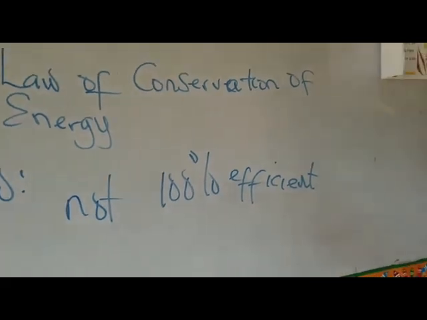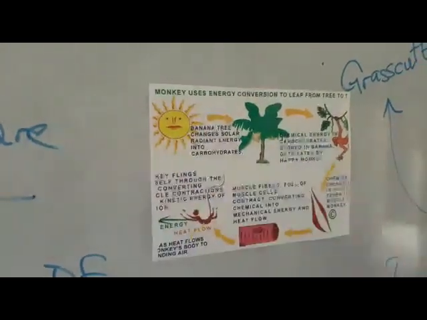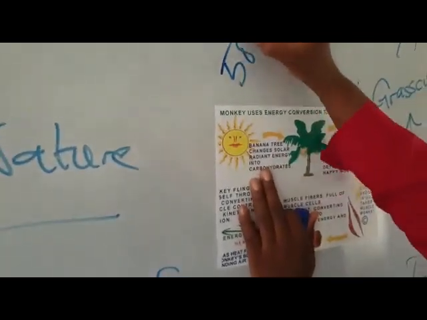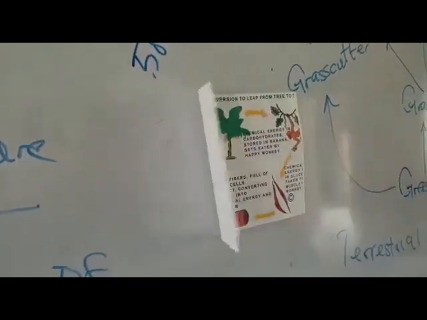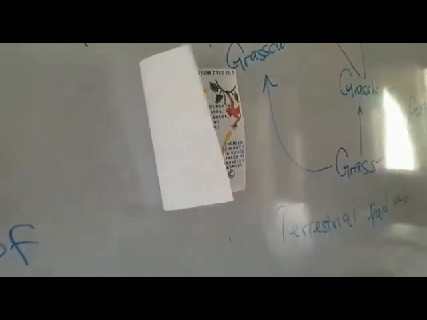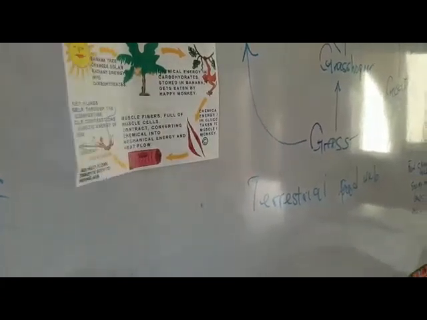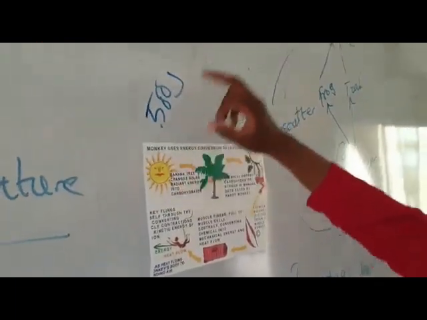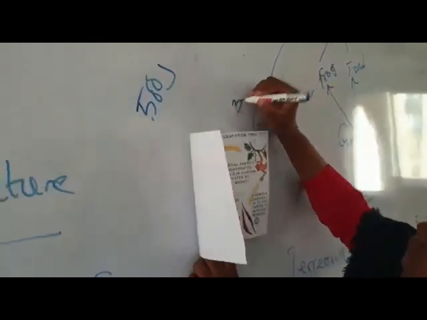So let's say, for instance, our banana tree got its energy from the sun. If the banana tree got 500 joules of energy from the sun, before the monkey would have fed on the banana, the plant undergoes transportation. It needs to take water from the soil to perform its life processes. It does a lot of things. As a result of it, it is using energy. So before the energy gets to the monkey, it will have reduced to, let's say, 350 joules. There is energy loss in the form of heat.